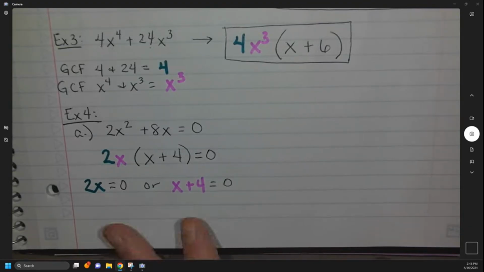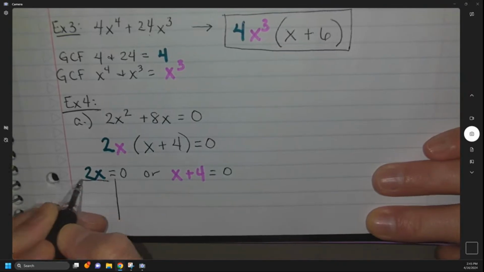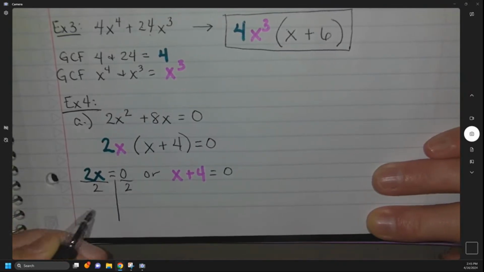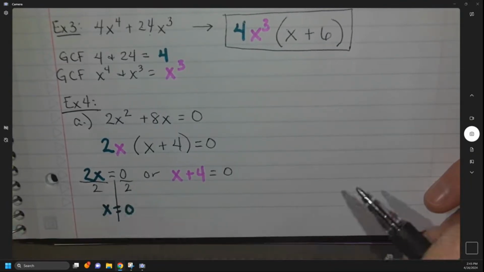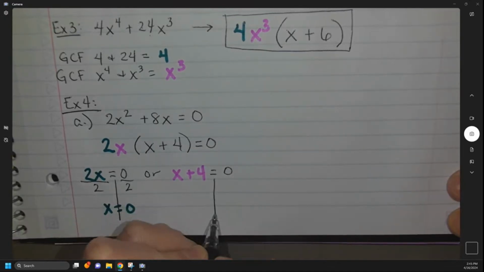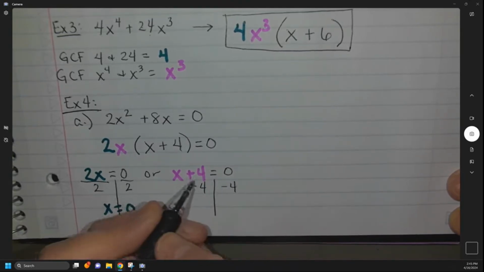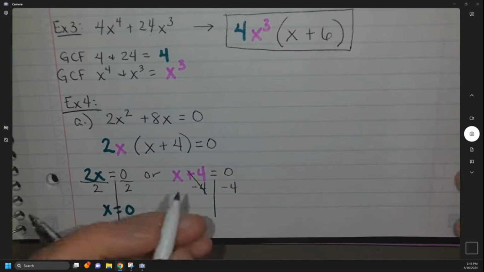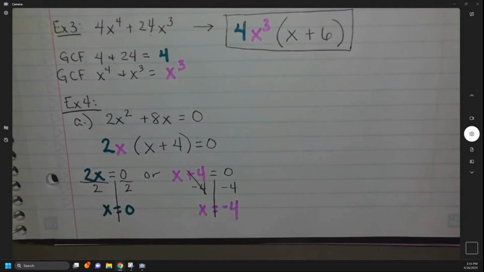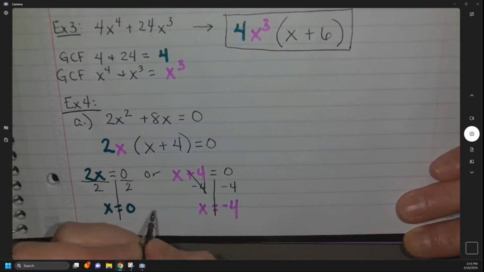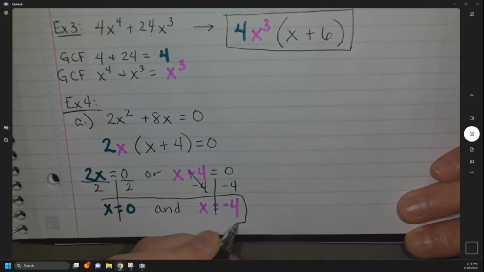Now we're going to solve. To get x alone, we're going to divide by 2. And I find that x equals 0. X plus 4, we're going to subtract 4. We have x equals negative 4. So for this, our roots or our solutions are x equals 0 and x equals negative 4.